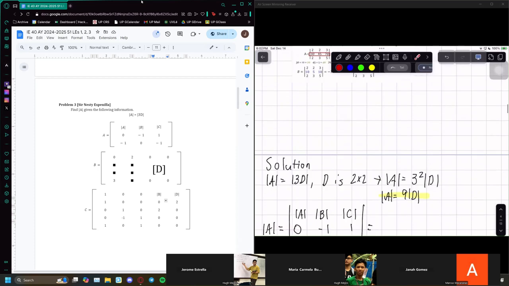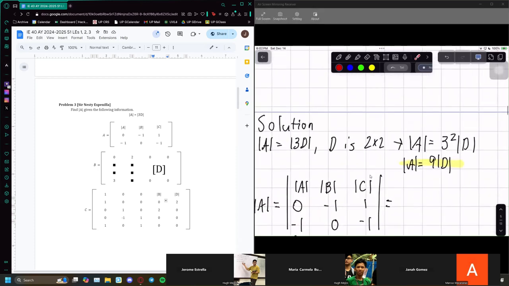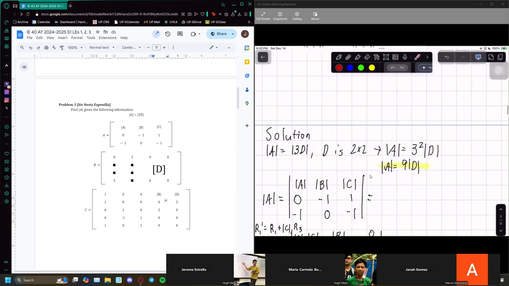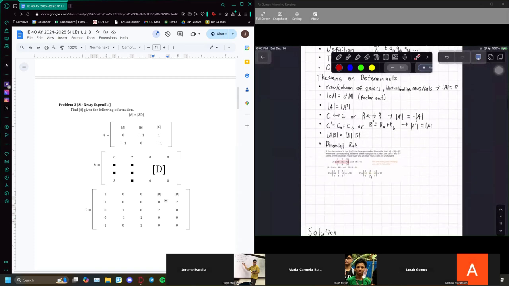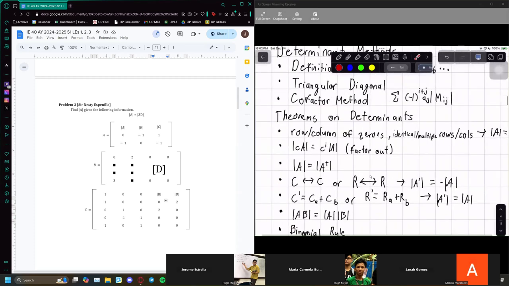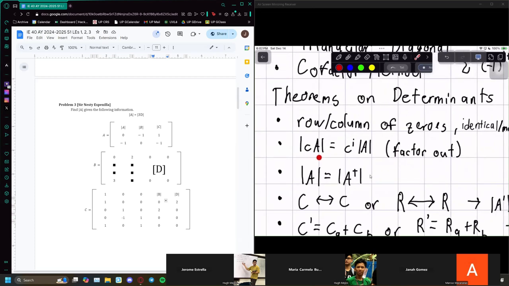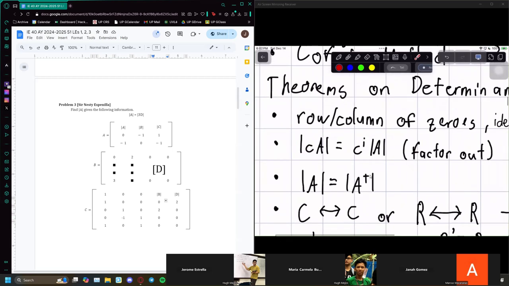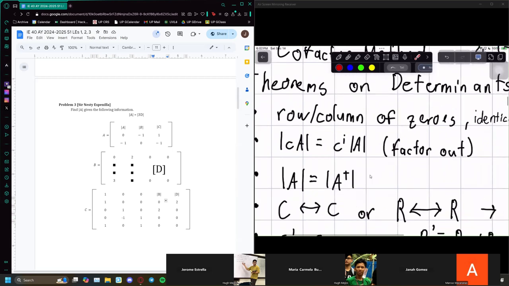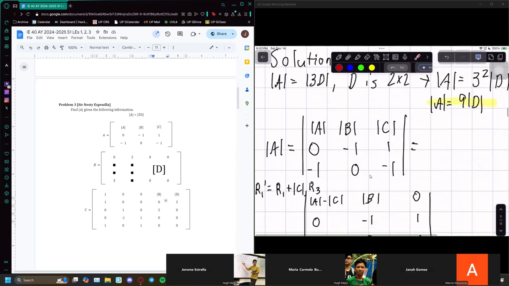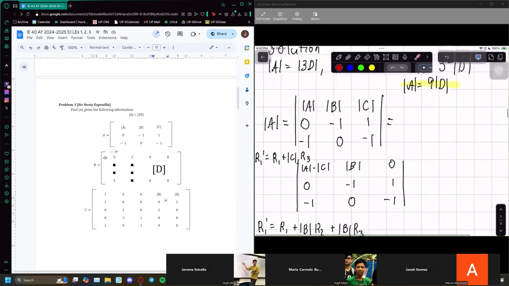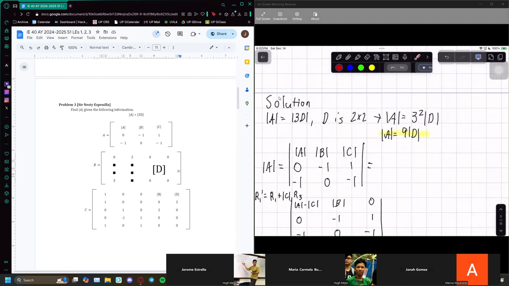So, this 3 squared, this is from the theorem on determinants. So when you have the determinant of a constant times a matrix, you can take out the constant, but you have to raise it to the number of rows that it has. So they showed us in matrix B that D is a 2 by 2 matrix. So we know that when we take out the 3, we have to raise it to 2. Kaya 3 squared.